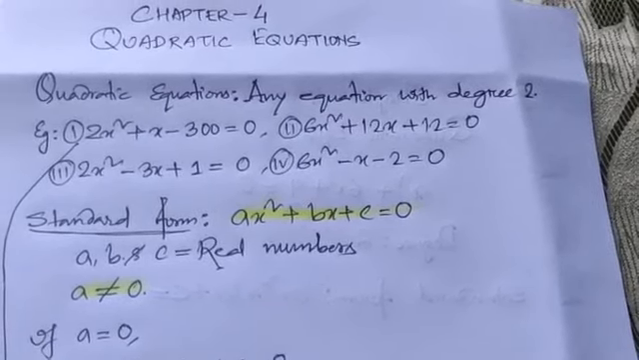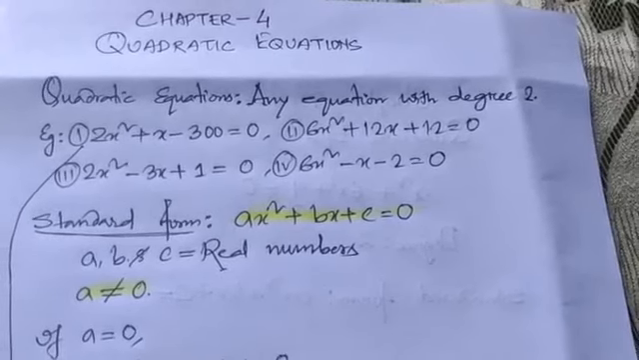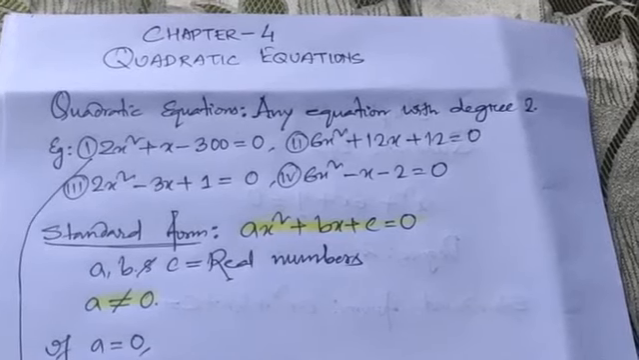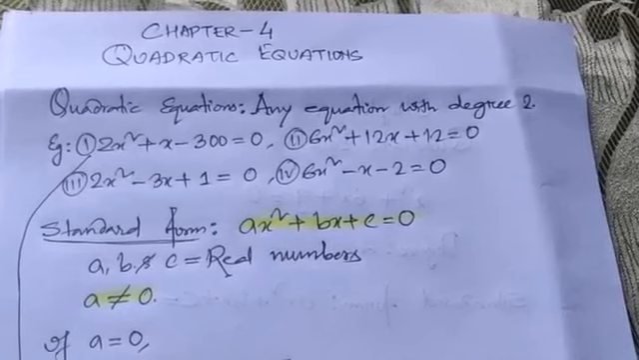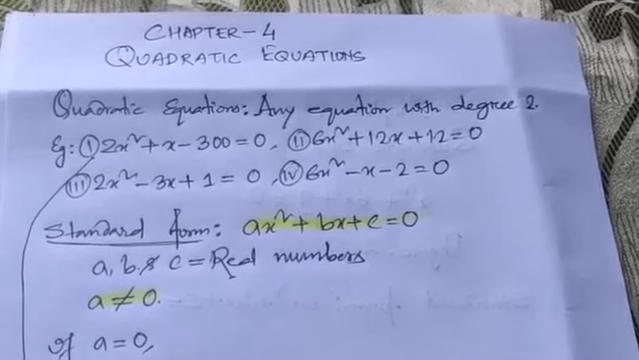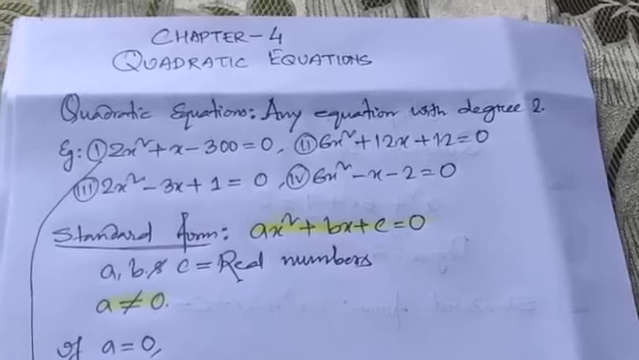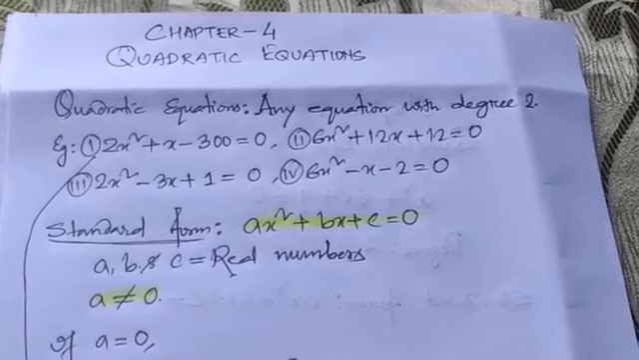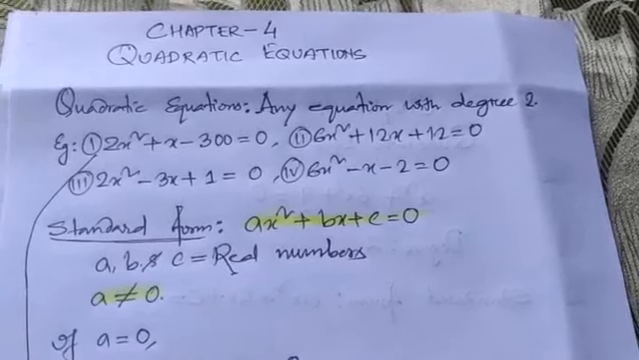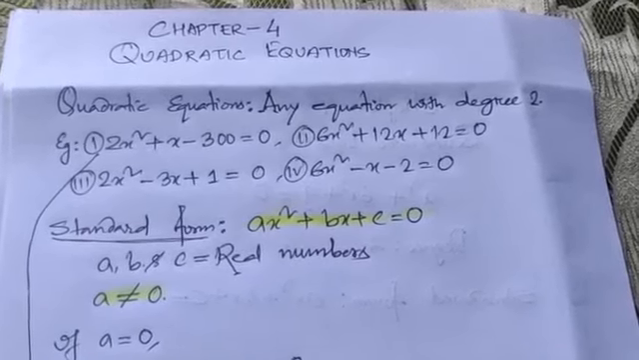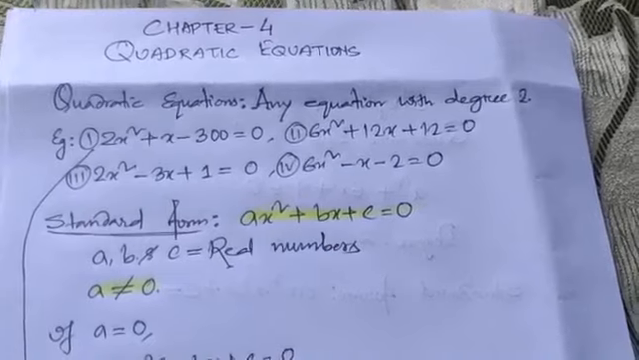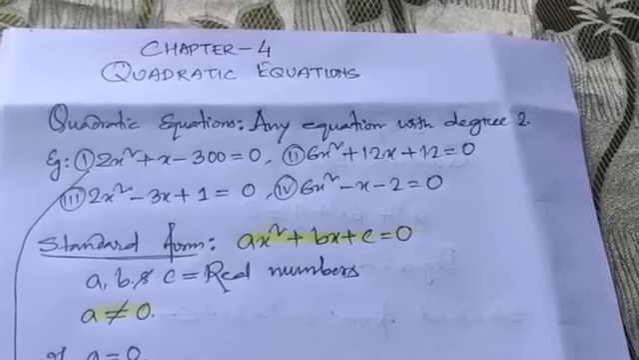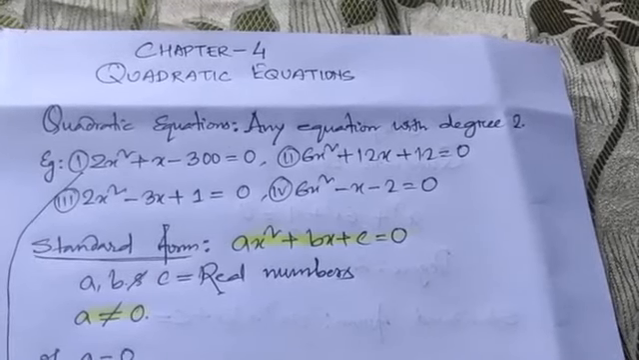Not sure whether you know about real numbers or not. Okay, let me help you recall. Real numbers are the collection of both rational and irrational numbers. Okay, and we know rational numbers are those numbers which can be in the form of p by q, and this p and q can be any number. It can be whole number, natural number, integer. So basically what I mean is that this a, b and c can be any sort of number. Okay, and a is not equal to 0, definitely. That's very important.